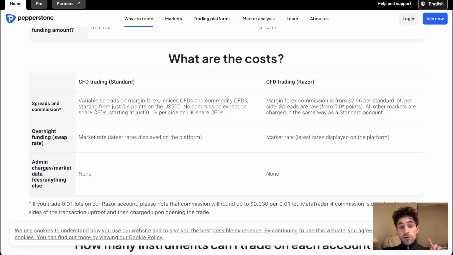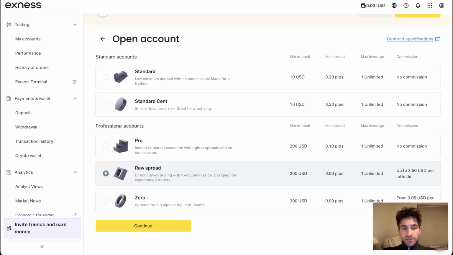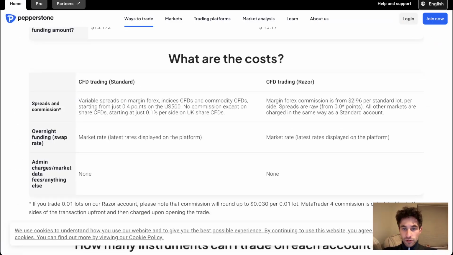This is better for high volume or also if you're scalping. Also, if we compare the account types to each other, so we compare Razor to Exness's professional account types, we can see right here that $3.50 is this main account. Whereas if we go over to Pepperstone, we can see that this is $2.96 per standard lot. So Pepperstone is cheaper here.